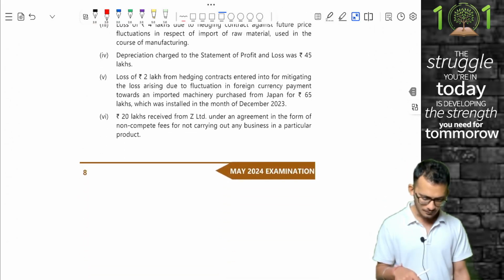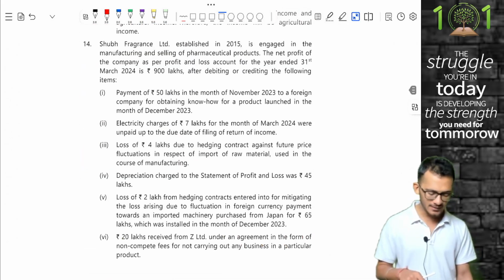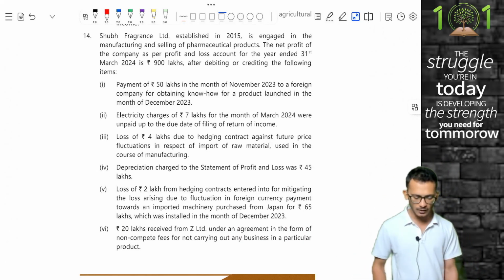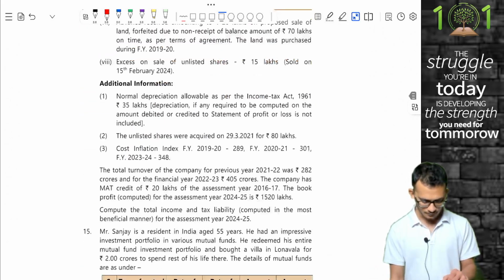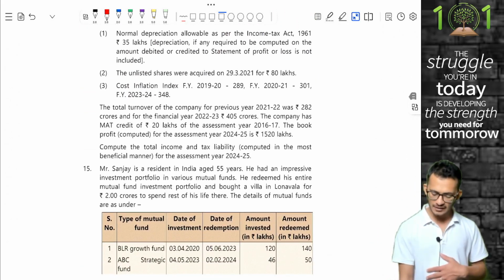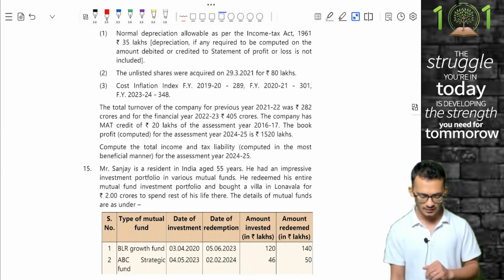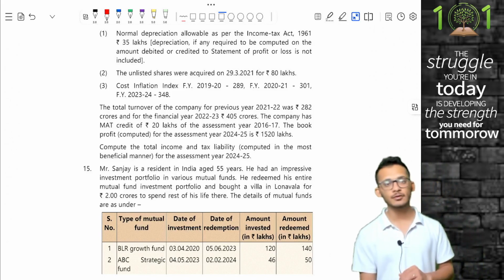Great, with this we are done with your MCQ questions. I'm going to quickly see what the balance questions are. I'm looking at question number 14, at overview level. It looks like this is a total income question. The total turnover is given to you. You are required to compute the total income and tax liability, a company-related question, ignoring MAT, is it? They've given you MAT credit also, which means you have to do 115JB.